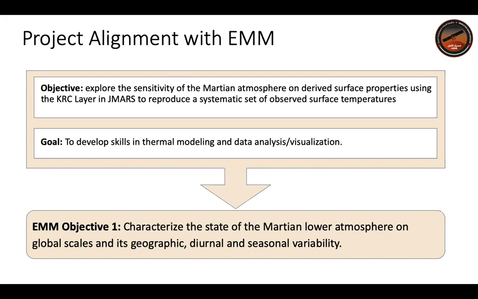The ultimate goal of this project is to undertake the study using the Emirates Mars Mission's two instruments, which are EXI, the Emirates Exploration Imager, as well as EMIRS, the Emirates Infrared Spectrometer, in order to understand the atmospheric variability, as well as taking the diurnal observations that these instruments will be providing. However, for this project, I'm going to use data sets from Mars Global Surveyor, the Mars Orbiter Camera (MOC) as well as the Thermal Emission Spectrometer (TES), as proxies for the EMIRS and EXI instruments. For that, I'm developing my skills in thermal modeling, data analysis and visualization, all of which will feed the EMM's Objective One, characterizing the state of the Martian lower atmosphere.